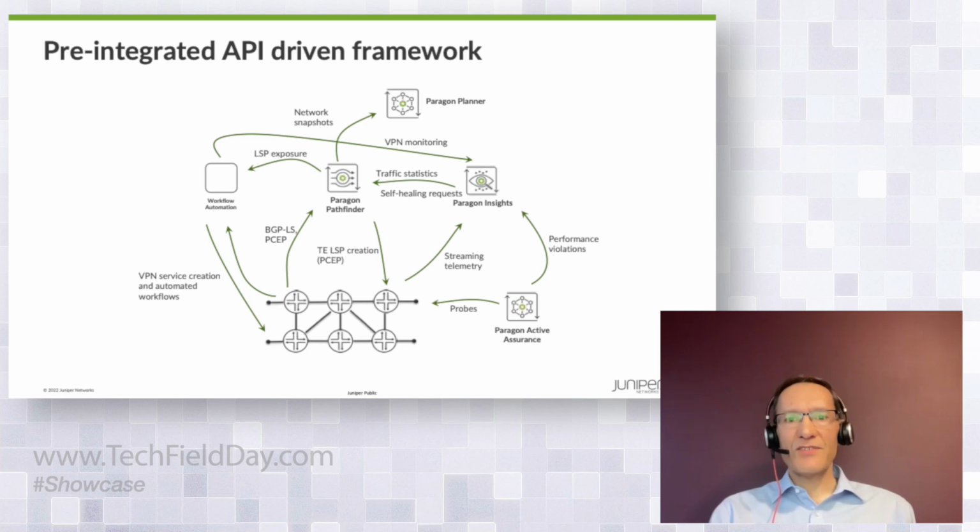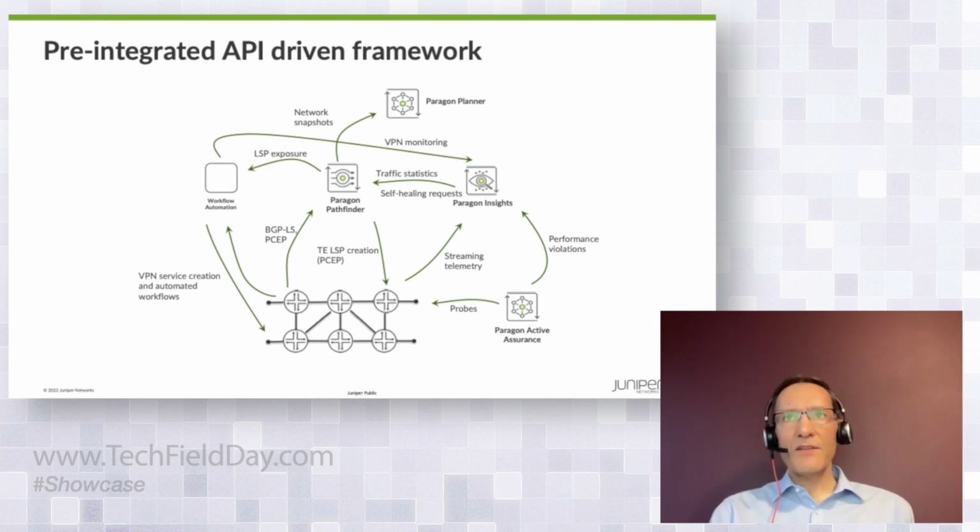What I'd like to do next is to show how the different components can interact with each other. At the bottom of this slide, we have the network itself. And Pathfinder can see the topology of the network through the BGP-LS protocol. That allows it to see the layouts of the links and nodes and attributes of links, such as bandwidth, SRLGs, and different types of metric. Also, Pathfinder can create traffic engineered LSPs via the PCEP protocol and modify them according to observed conditions or user input.